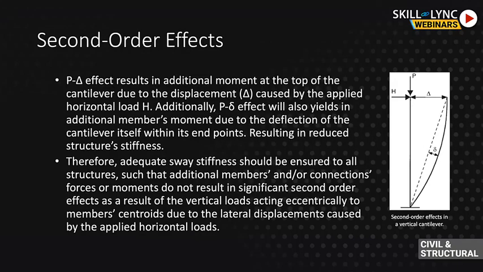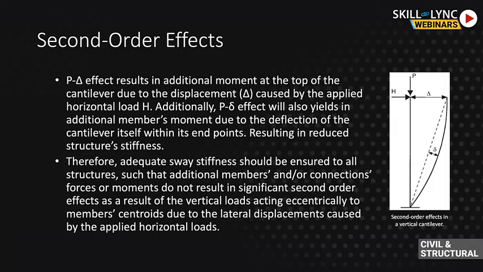So what are second order effects? Let's consider the cantilever column shown on the right hand side. You start with the undeformed shape of your column. You apply axial force P, which acts concentrically at the centroid of the column, and you apply your horizontal force H. Your cantilever column deforms, so it deflects laterally by an amount equal to delta. Your vertical force P is no longer acting concentrically to the column, and that will result in additional moment that you need to consider when designing the cantilever column.